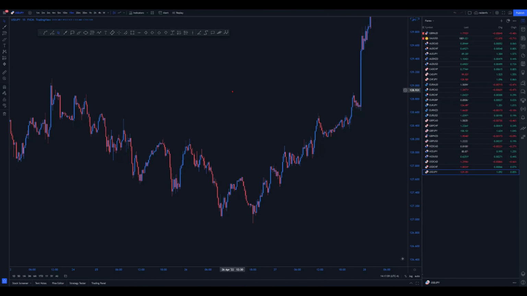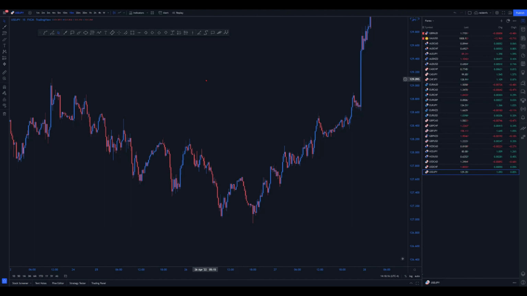Today we're going to be trying to use the trend line techniques in an easier and more optimized fashion. So let's break it down and go over that. All right, so if you're looking at this pair here, we have USD JPY.